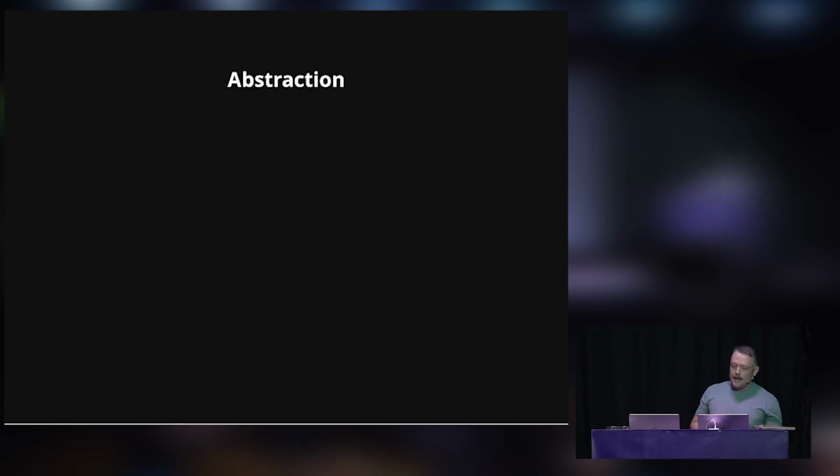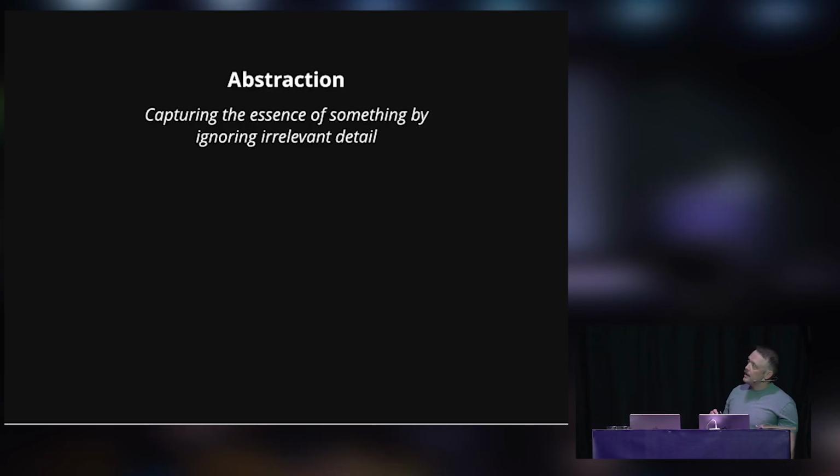So abstraction is capturing the essence of something by ignoring irrelevant detail. I believe this is where a lot of the art of software design lies. If you can learn to master abstraction, please come and teach me. But you could argue that all software is a form of abstraction. In object-oriented programming, we're usually talking about defining classes or modules and their interfaces.